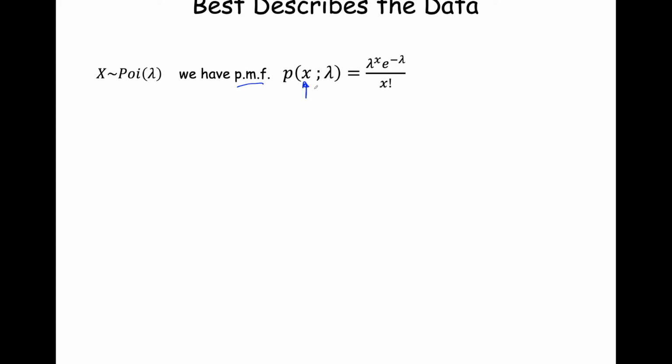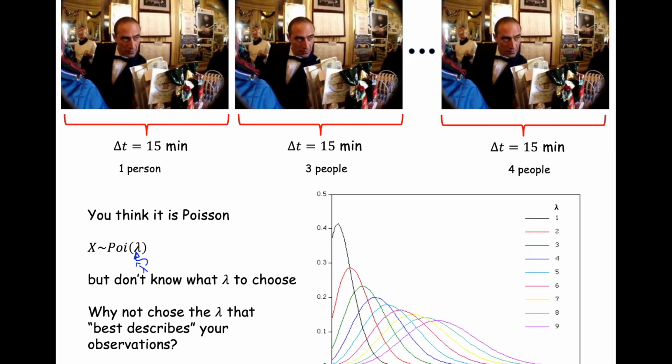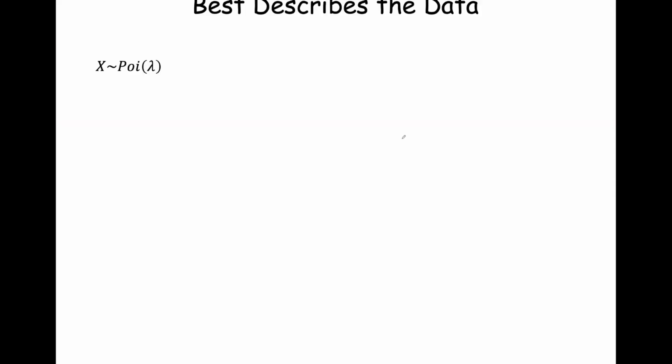So this input, this probability, says what is the probability that I observe x many events, where an event in our case refers to the number of people that come into the coffee shop in each unit of time delta t of 15 minutes. Now, of course, delta t can be whatever you want. Depending on your model, you choose what makes sense for the system that you're studying.